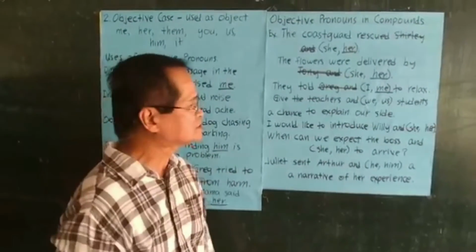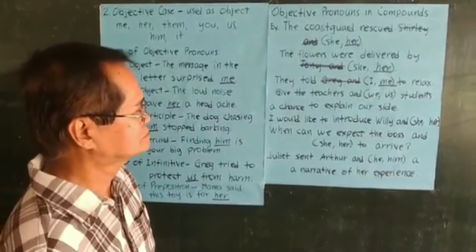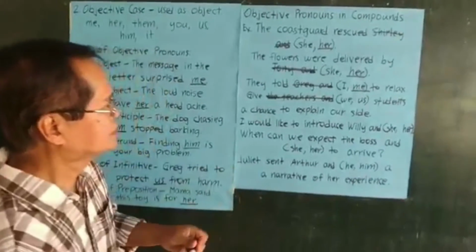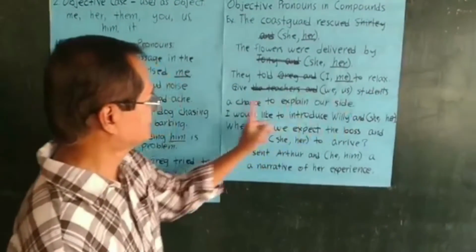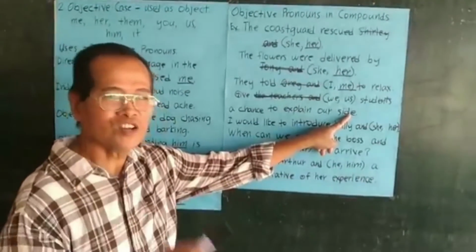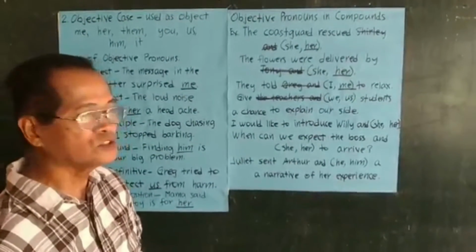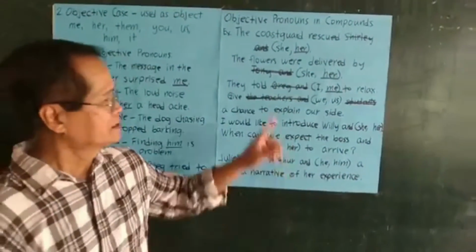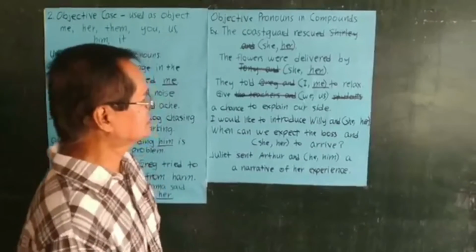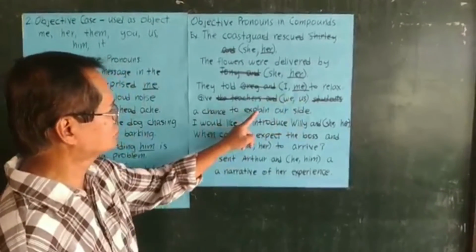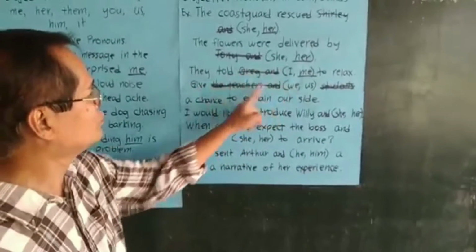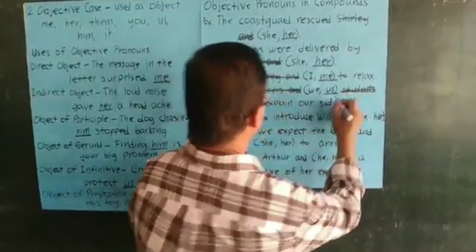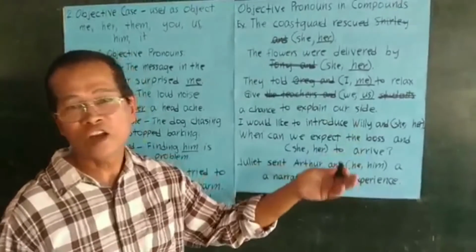In order to avoid difficulties, we are going to disregard the first object, the teachers, and then read the sentence. Give we as students a chance to explain our side. Now, still confusing, isn't it? Next step is we are going to disregard the appositive. This is our appositive, students. Disregard that, it will not change the sense in the sentence. And then read the sentence. Give we, us, a chance to explain our side. Of course, if your answer is we, it sounds awkward, isn't it? So our answer should be us. Give us a chance to explain our side. No more confusion. It's very easy.